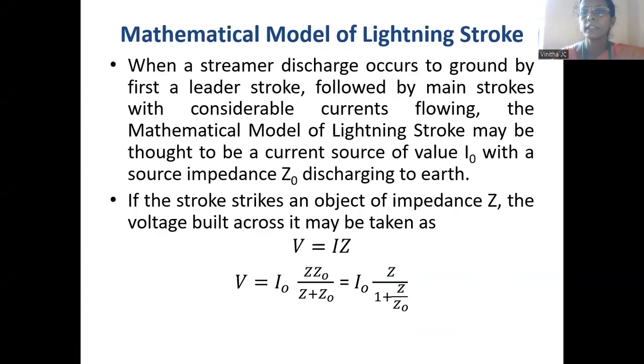So, already we studied about the lightning process, how the lightning occurs, how the lightning discharges into the ground. And here, when this lightning streamer occurs and it starts to discharge into the ground, first a leader stroke started, followed by the main stroke with considerable current flowing. For this discharge, we can draw the mathematical model.